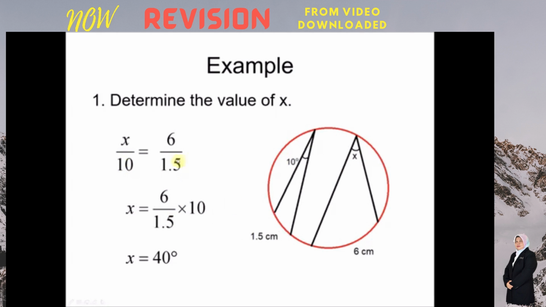You get the answer 40 degrees. If you want to understand why it is 40 degrees, you can see that when the arc is 1.5, the angle subtended by the arc is 10 degrees. Now when the arc is 6 centimeters, which is actually 4 times this, 1.5 times 4 is 6, right? So this is 4 times of this. Hence, we know that this angle will be 4 times bigger compared to 10 degrees. So x is equal to 4 times 10, which is 40. This is by using understanding.